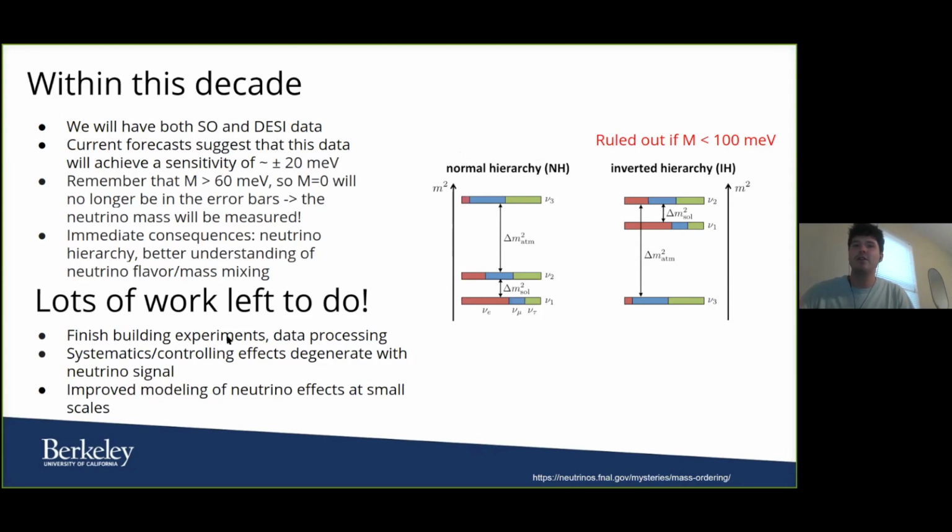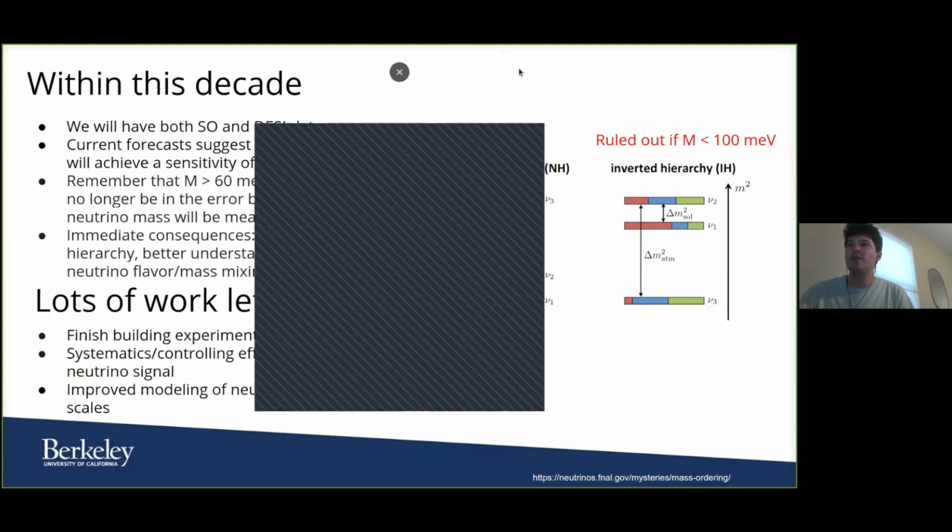So with that, I am happy to answer any, oh, great, I already see questions. All right, so first question, is the anti-neutrino the antimatter version of the neutrino, like a positron? That's exactly right.